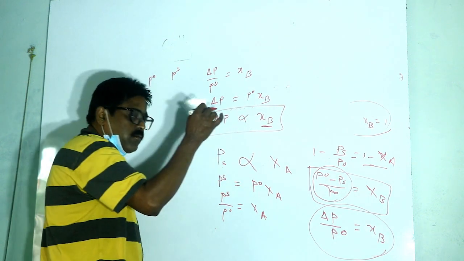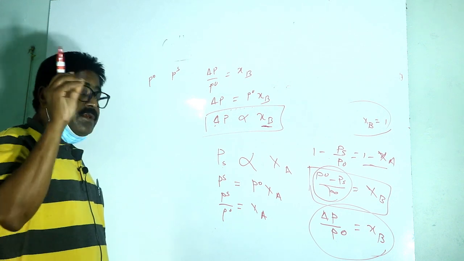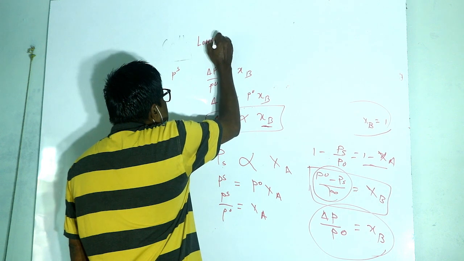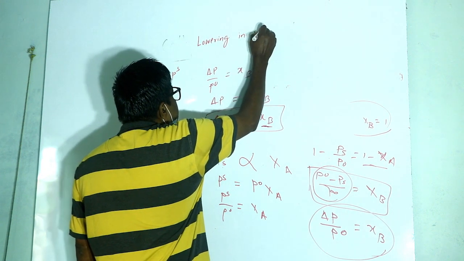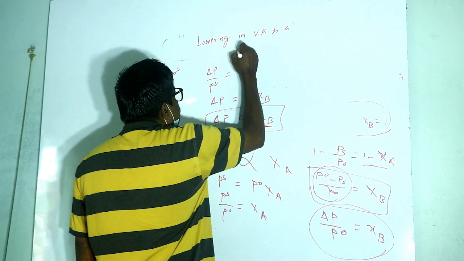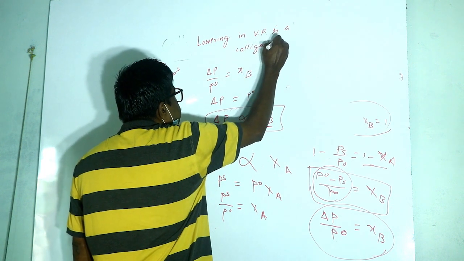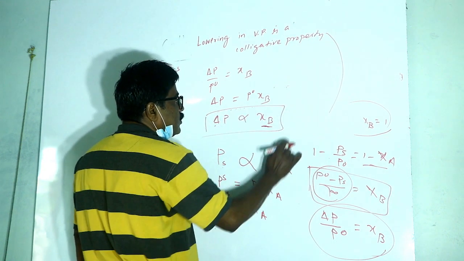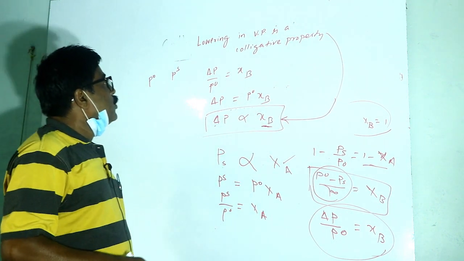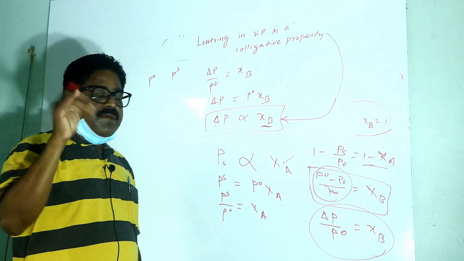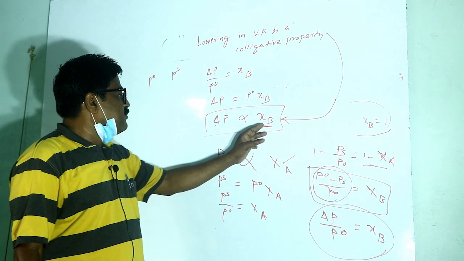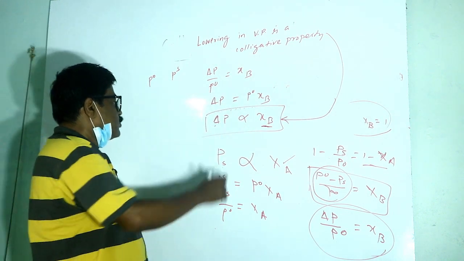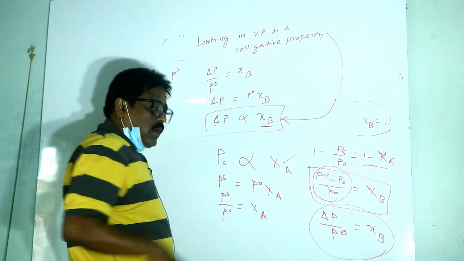of the solute, means the number of moles of the solute. Therefore, lowering in vapor pressure is a colligative property. Because we know this: lowering in vapor pressure is a colligative property, because that depends on the mole fraction of the solute, means the number of moles of the solute particles present in the solution. Therefore, it is called a colligative property.